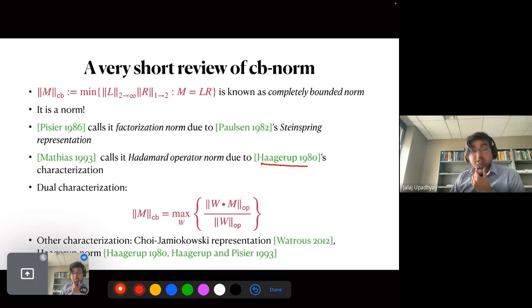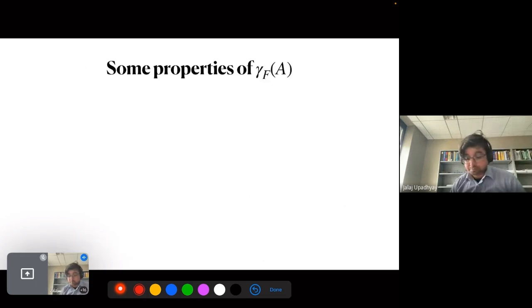There are other representations as well that came from people who are interested in quantum mechanics, especially John Watrous, who had this nice representation from Chao Ziemowski. So there are many ways you can represent this gamma 2 norm or CB norm. So we set about understanding these properties and whether we can also extend them to the gamma F norm, so that it facilitates our work in privacy as well. Because for the gamma 2 norm, we can use any of these and use it for privacy.